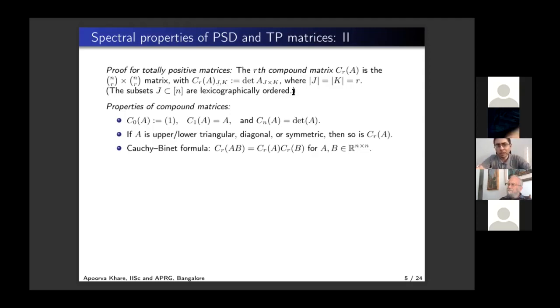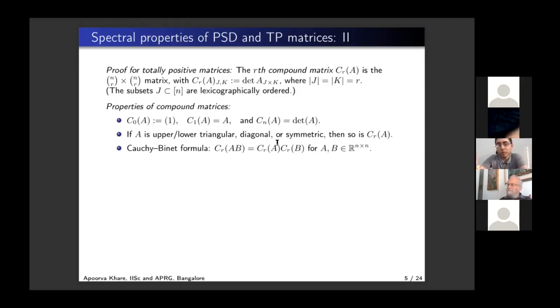Let's lexicographically order the subsets. By convention, the 0th compound matrix is taken to be the 1 by 1 matrix with the empty determinant 1. The first compound matrix has all the 1 by 1 minors, i.e. the entries. So it's A. The nth compound matrix is just the 1 by 1 matrix, which is the full determinant, and so on.